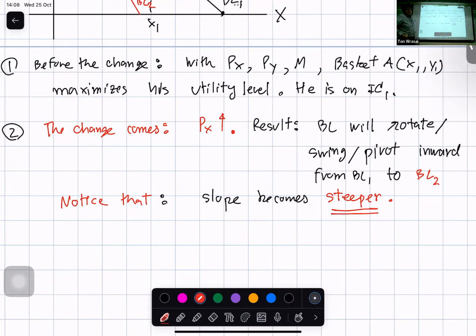Notice that the slope becomes steeper. The slope of the budget line becomes steeper.